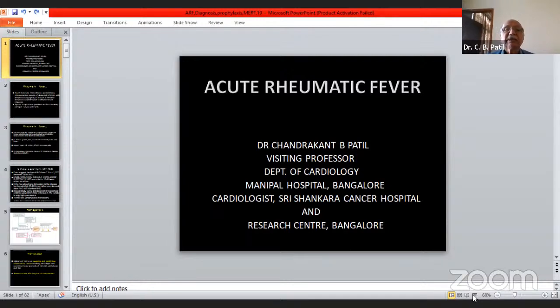It is an immunologically mediated multisystem connective tissue disease caused by individual susceptibility along with environmental factors and bacterial interactions. It affects the joints, skin, subcutaneous tissue, brain, and heart. Except heart, all other effects are reversible. Its sequelae is the major cause of cardiovascular deaths in children and young adults. That is the main worry.